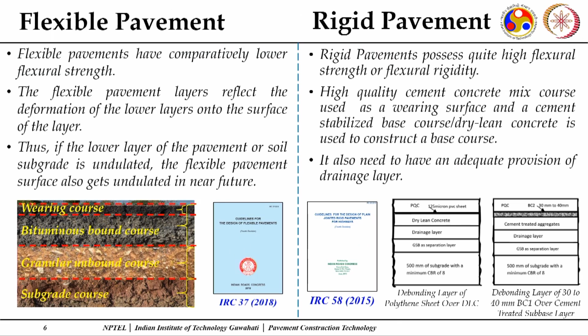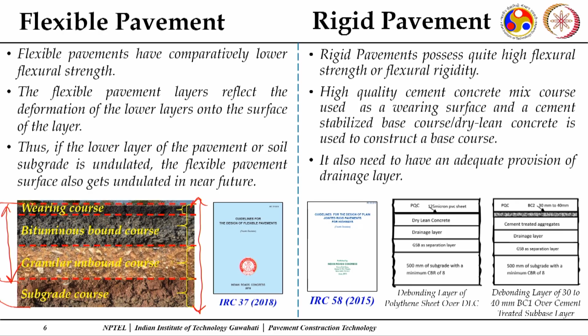Now, a few more differences between these. As I mentioned, one is that it has a lower flexural strength. You can see this is again a composition which is shown here. You have the subgrade course constructed with a selected soil, it can be natural or a stabilized or a borrow area soil. And what you have over this particular one is your pavement crust.